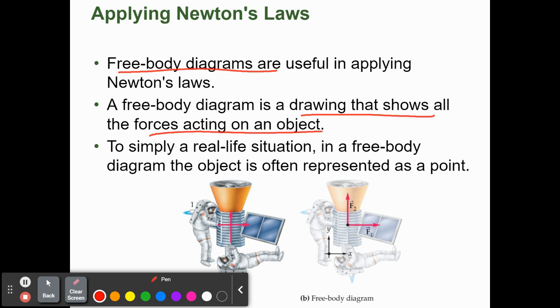Okay, so to simplify a real life situation in a free body diagram, the object is often represented as a point. So we're looking at this particular example. We have the astronauts working on this particular object right here. So that's our point. The astronaut at the bottom is pushing up on that object. Okay. The astronaut on the side is pushing to the side. So we have F1 and F2 for astronaut 2 and astronaut 1. Those we are going to break up into our X and Y components because one is going in the X direction, one is going in the Y direction.